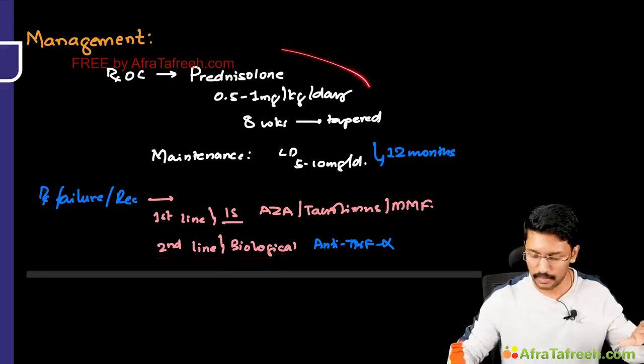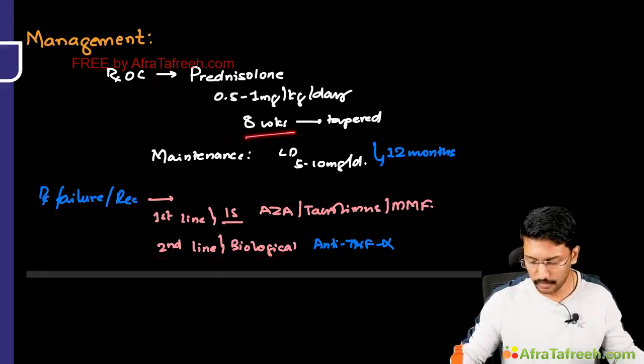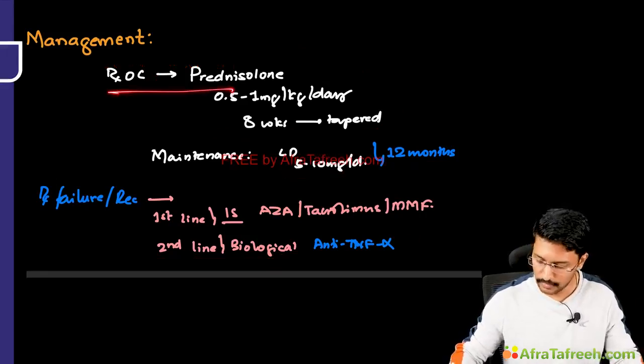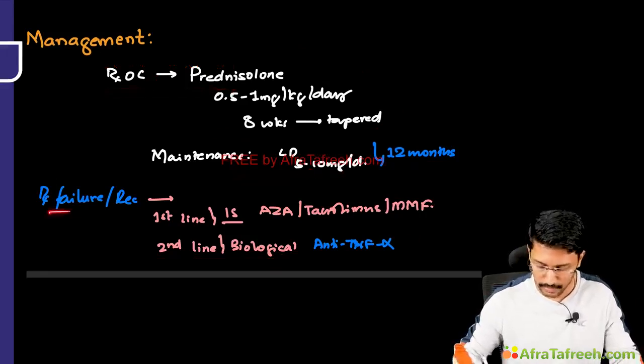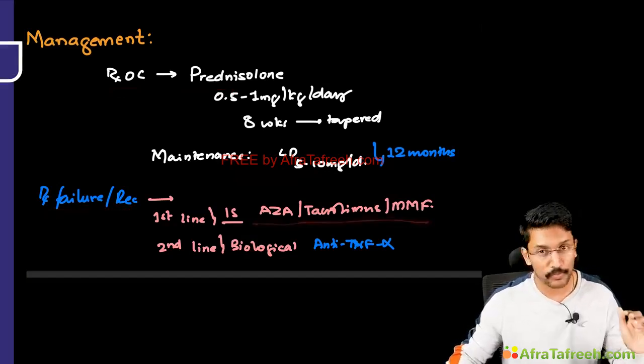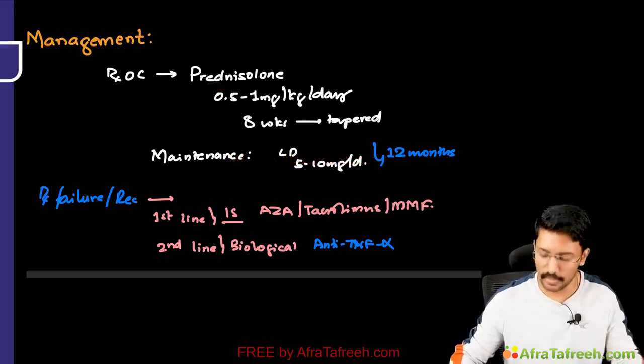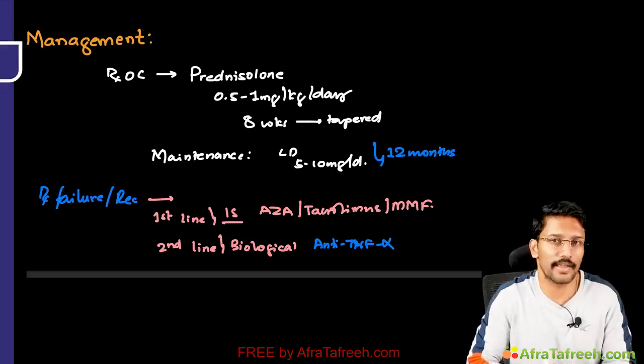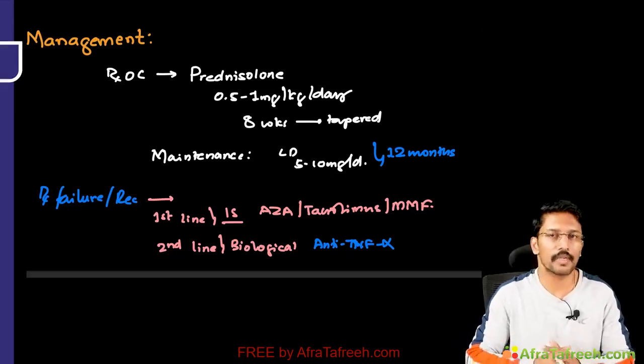So we start with intensive steroid therapy of 8 weeks and then we switch to maintenance. But anytime during the intensive therapy or maintenance, if there is failure or relapse or recurrence, then we introduce immunosuppressants. With that also, if there is failure or relapse or recurrence, then we go ahead with anti-TNF alpha therapy. So that's the last line of management for a case of sarcoidosis.